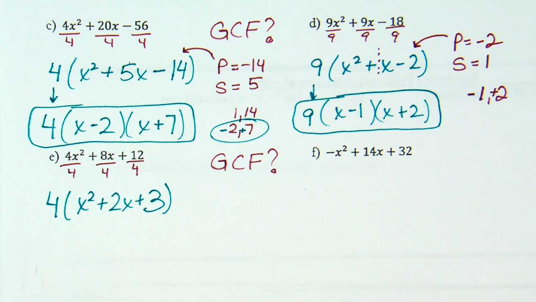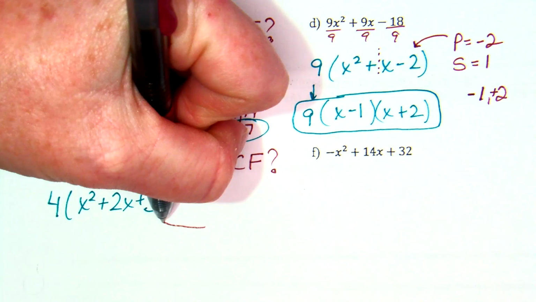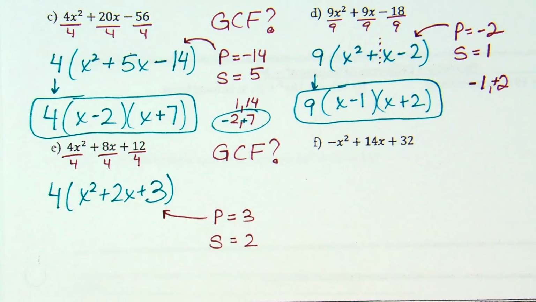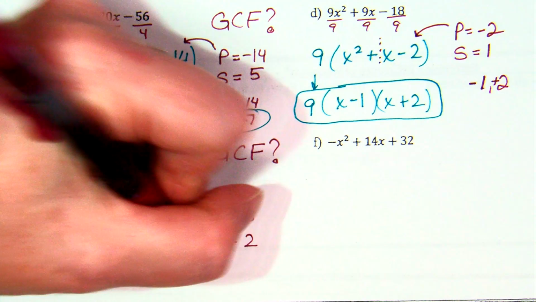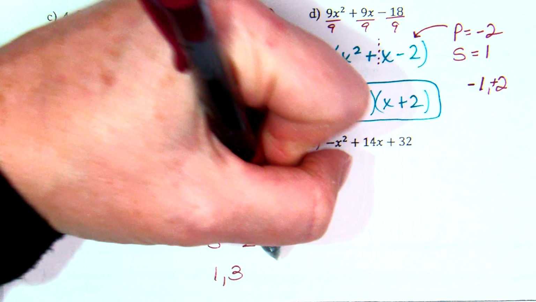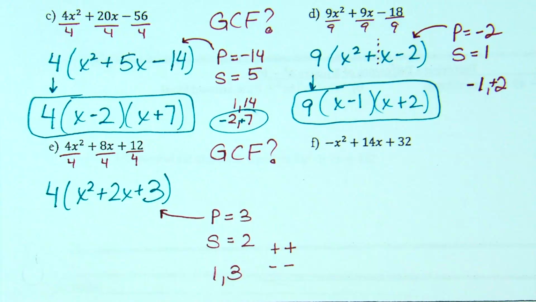What am I checking? Okay, check to see if you can factor more, which means: are there two numbers that give me a product of 3 and a sum of 2? What's the only set of numbers that multiply to be 3? 1 and 3. Now, if it multiplies to be positive, what are my signs? They're either both positive or technically both negative.